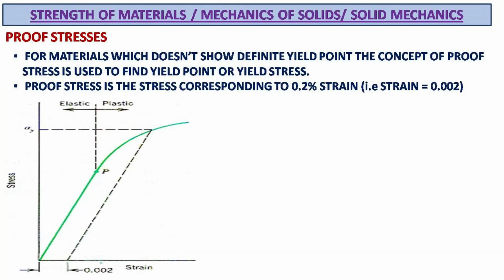Slide 20. All materials don't show a definite yield point. So for these types of materials, which don't show a definite yield point, we make use of the concept of proof stress. Proof stress for these materials is calculated by drawing a parallel line to the initial portion of the stress-strain curve, corresponding to 0.2% strain, that is at 0.002 strain on the x-axis. This parallel line will cut the stress-strain curve at a point, and the stress corresponding to this point is taken as yield stress for further analysis.